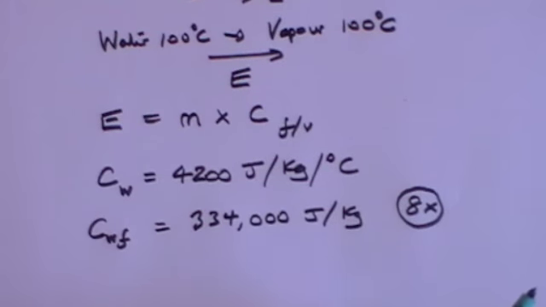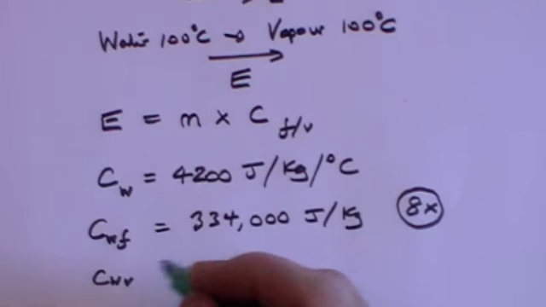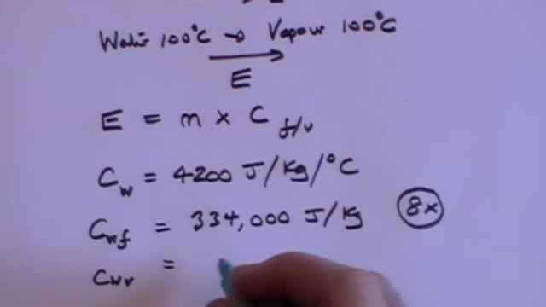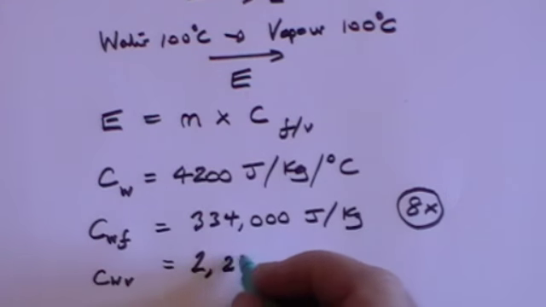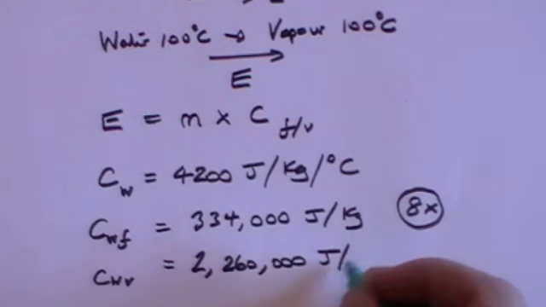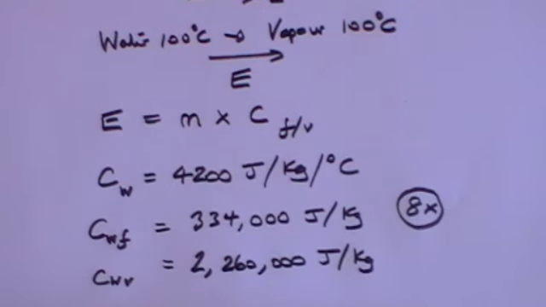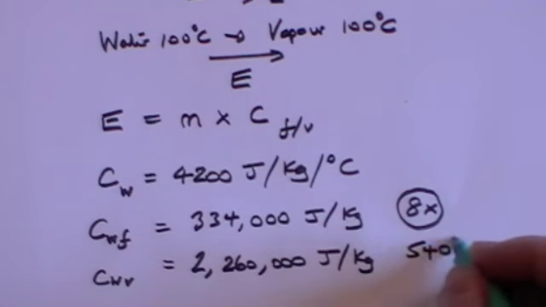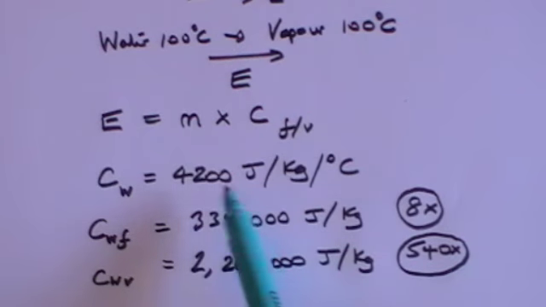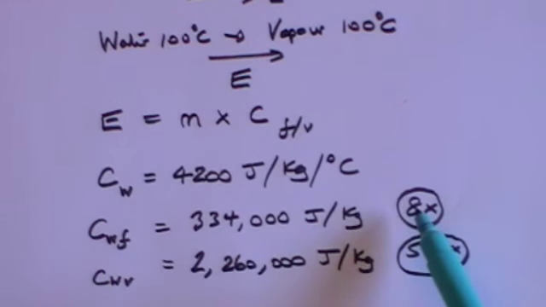And the specific heat for water of vaporization, or as it were boiling, is a staggering 2,260,000 joules per kilogram. And that is about 540 times 4,200. So a massive amount of heat has to go into water at 100 degrees simply to convert it into vapor at 100 degrees. And quite a lot of heat has to go into ice at 0 degrees just to convert it into water at 0 degrees.